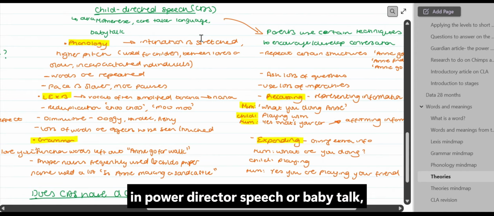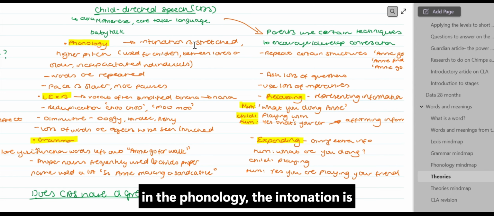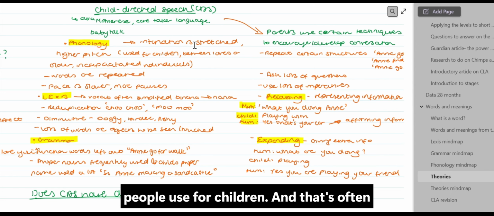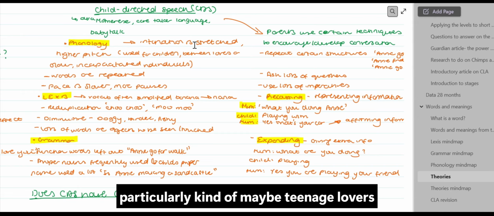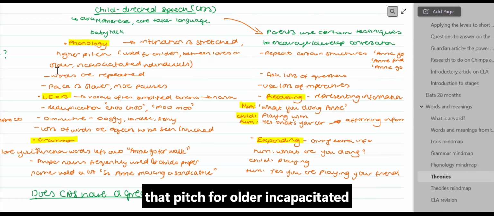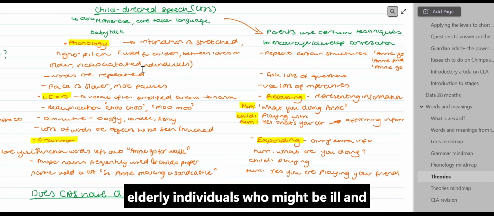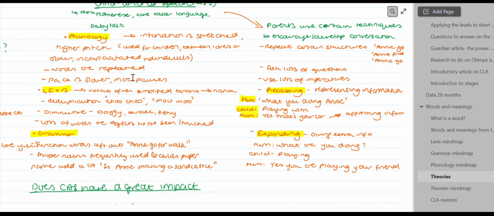But again, in child directed speech or baby talk, in the phonology, the intonation is stretched. So there's a high pitch that people use for children. And that's often that cringy kind of thing that you might see between lovers, maybe teenage lovers, or in fact, quite sadly, people use that pitch for older, incapacitated, elderly individuals who might be ill. And the words are repeated, the pace is slower, there's more pauses.